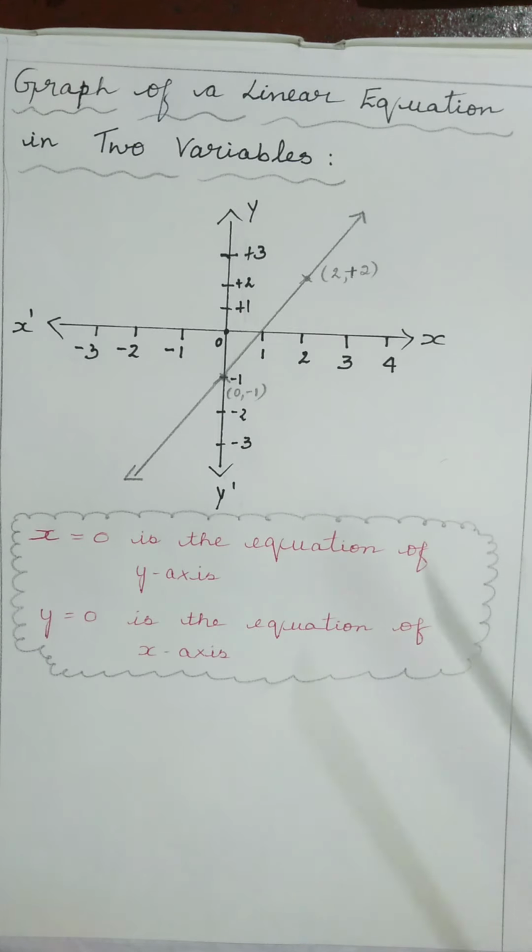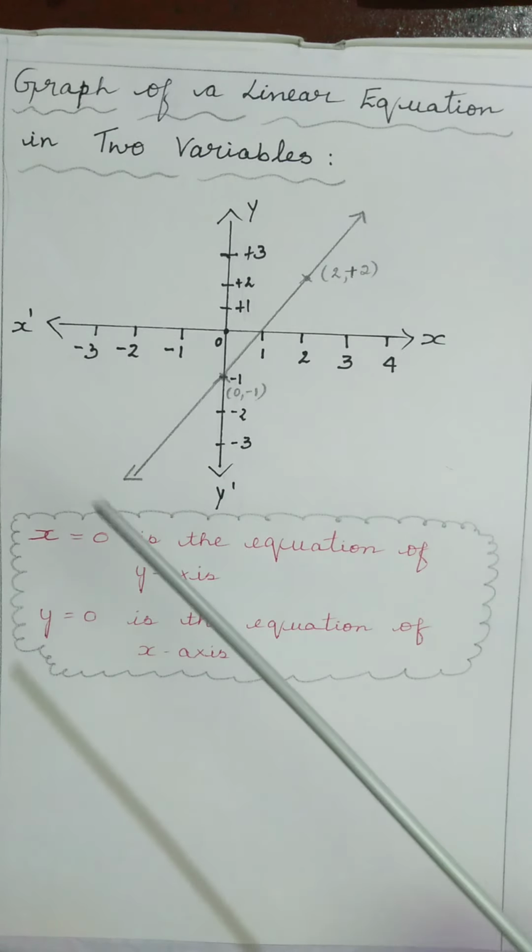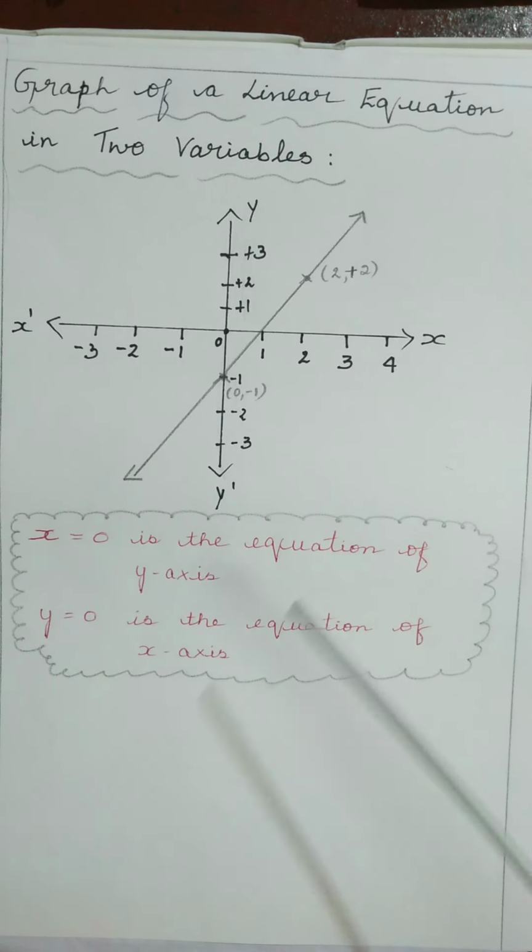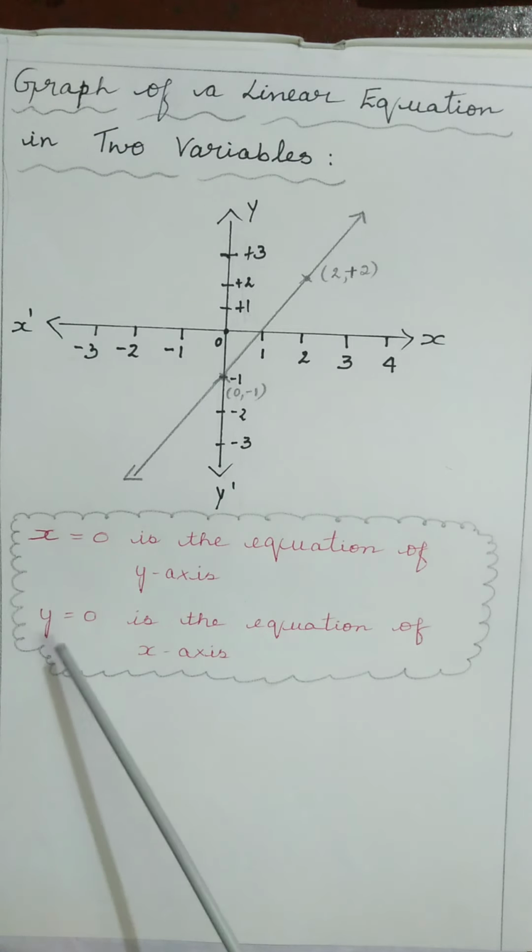So in this graph only 2 points are plotted, but we can take more than 2 such points to check the correctness of the graph. Now let us study the equation of the y-axis and x-axis. x equal to 0 is the equation of the y-axis and y equal to 0 is the equation of the x-axis.